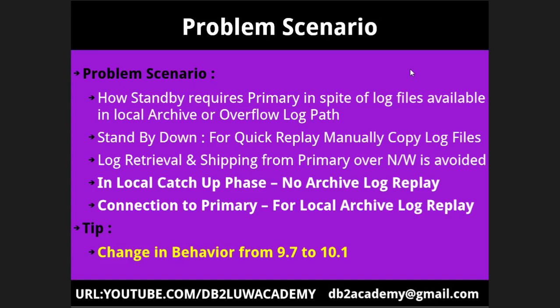In 9.7, in the local catch-up phase, even if the primary is not connectable, it will catch up all the log files which are present locally in the archive log location of the standby itself. Whereas in 10.1 and above, in the local catch-up phase, it will only look at the active log directory. You can copy the files to the active log directory also when you manually copy, but that is a different topic, so I don't want to get into that.